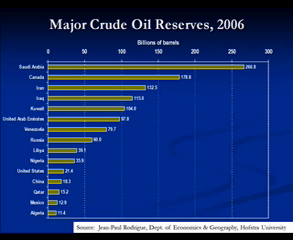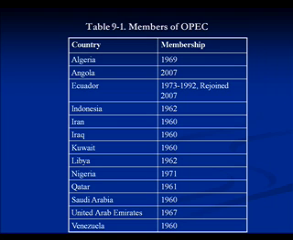The major reserves are primarily in the Middle East countries: Saudi Arabia, Iran, Iraq, Kuwait, the United Arab Emirates. But you'll notice that Canada has a fairly large amount of petroleum reserves. Russia and the United States are considerably less than the Middle East countries. And generally speaking, the countries that dominate oil exports are the members of OPEC. So this table lists the members of OPEC.